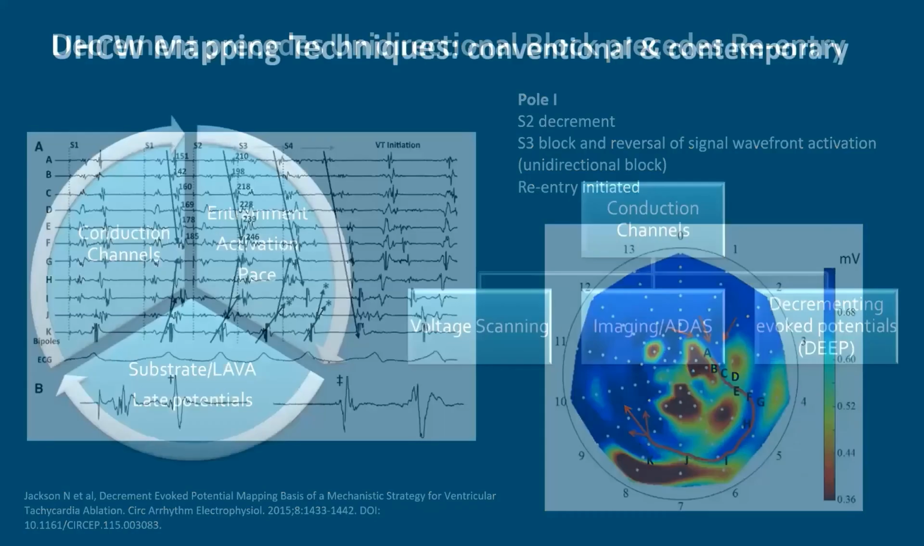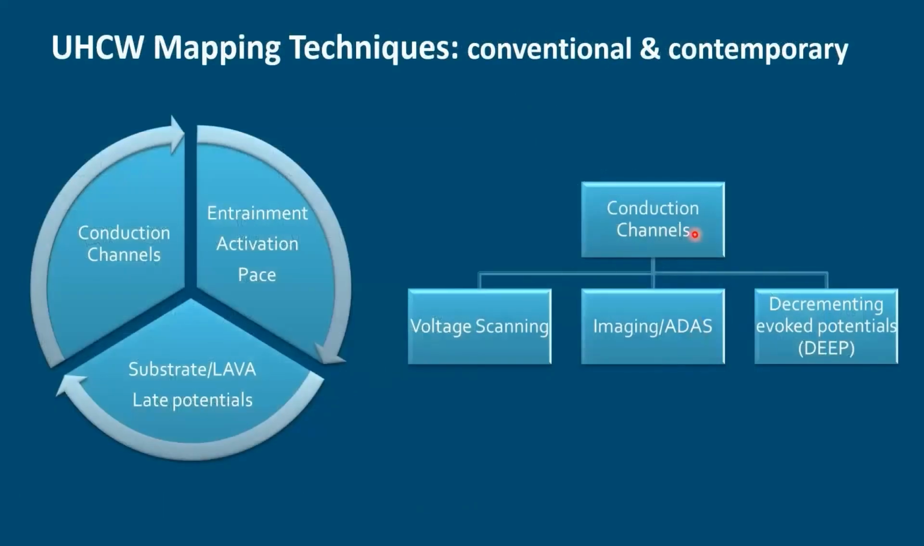In terms of VT mapping here at the University Hospital, Coventry and Warwickshire, we combine conventional and contemporary mapping approaches. We combine entrainment, activation and pace mapping with substrate, LAVA and late potentials. And then the latest thing in the field of VT mapping is conduction channel identification. How do we do that? Different groups do it in different ways. Voltage scanning, imaging using ADAS-like software, and decrementing of both potentials all help to identify functionally active conduction channels.